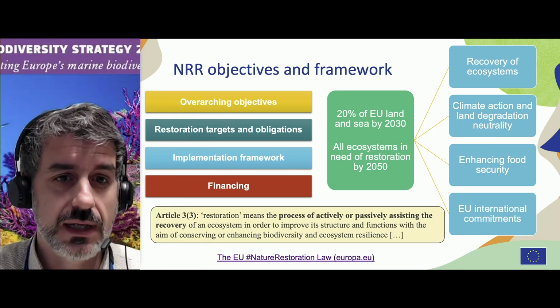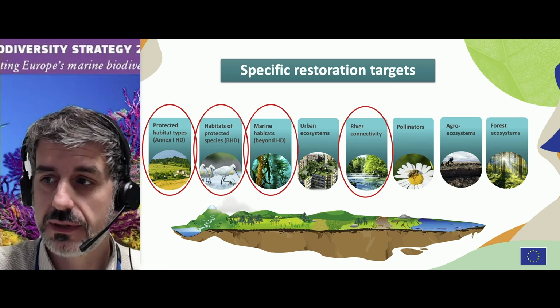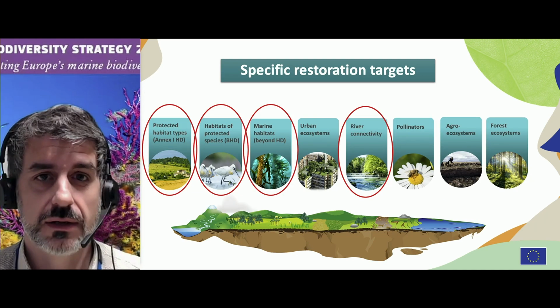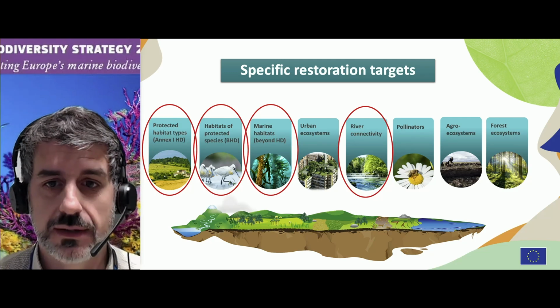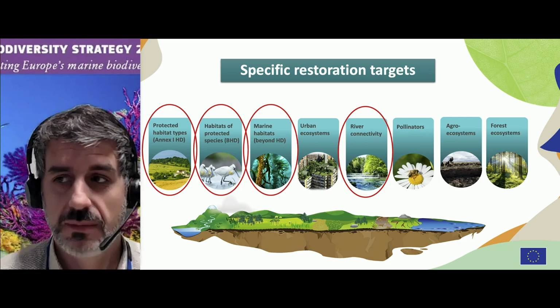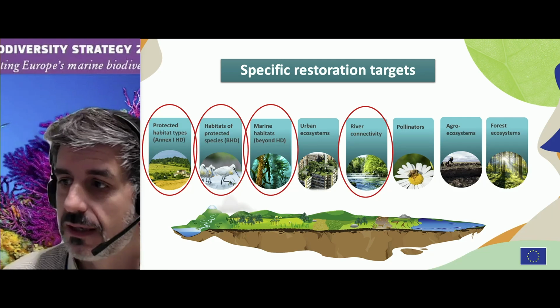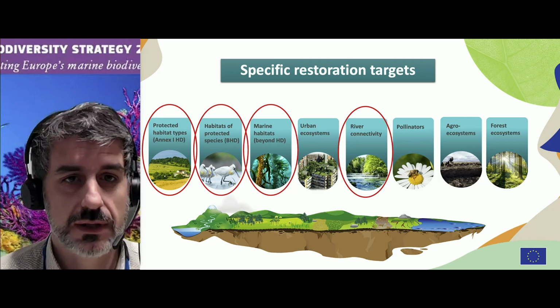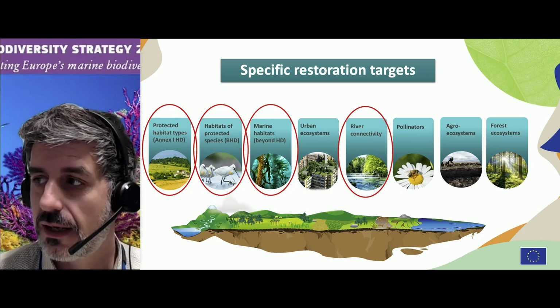On the next slide, you can see the core of the legislation, which lists all the specific restoration targets. They are grouped per ecosystem type. You can see that there almost isn't a part of our nature or ecosystems that isn't covered by the legislation. Even urban ecosystems, agro-ecosystems, forest ecosystems, and pollinators as a specific group of targets are covered.